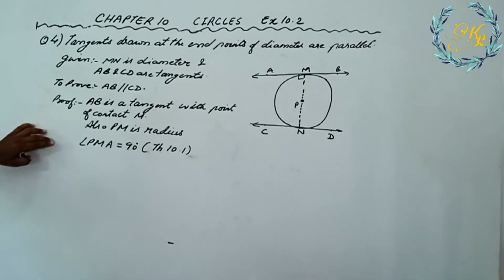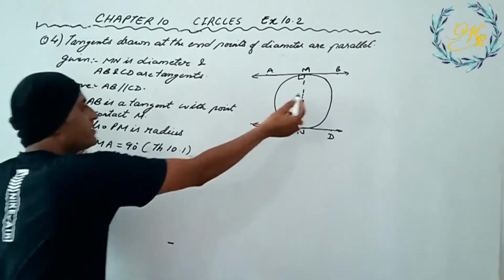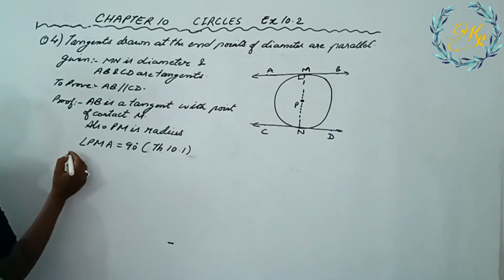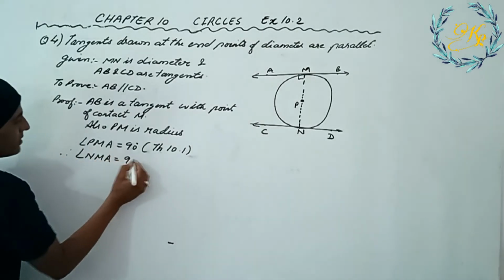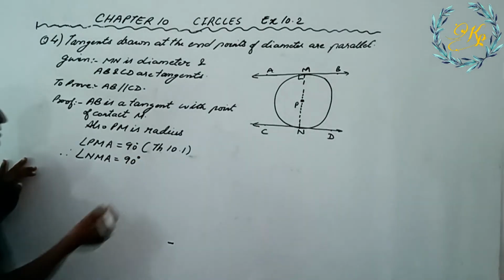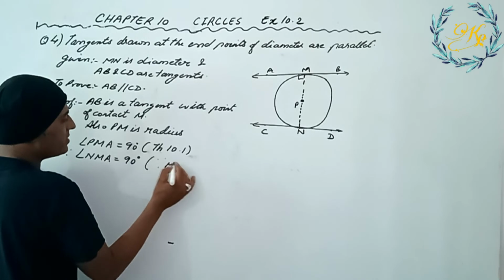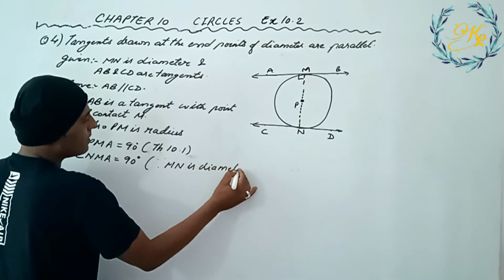Okay, if I extend this line from P, it ends up at N. So I can write further, therefore angle NMA is equal to 90 degrees. Alright, as you write here, since MN is diameter.